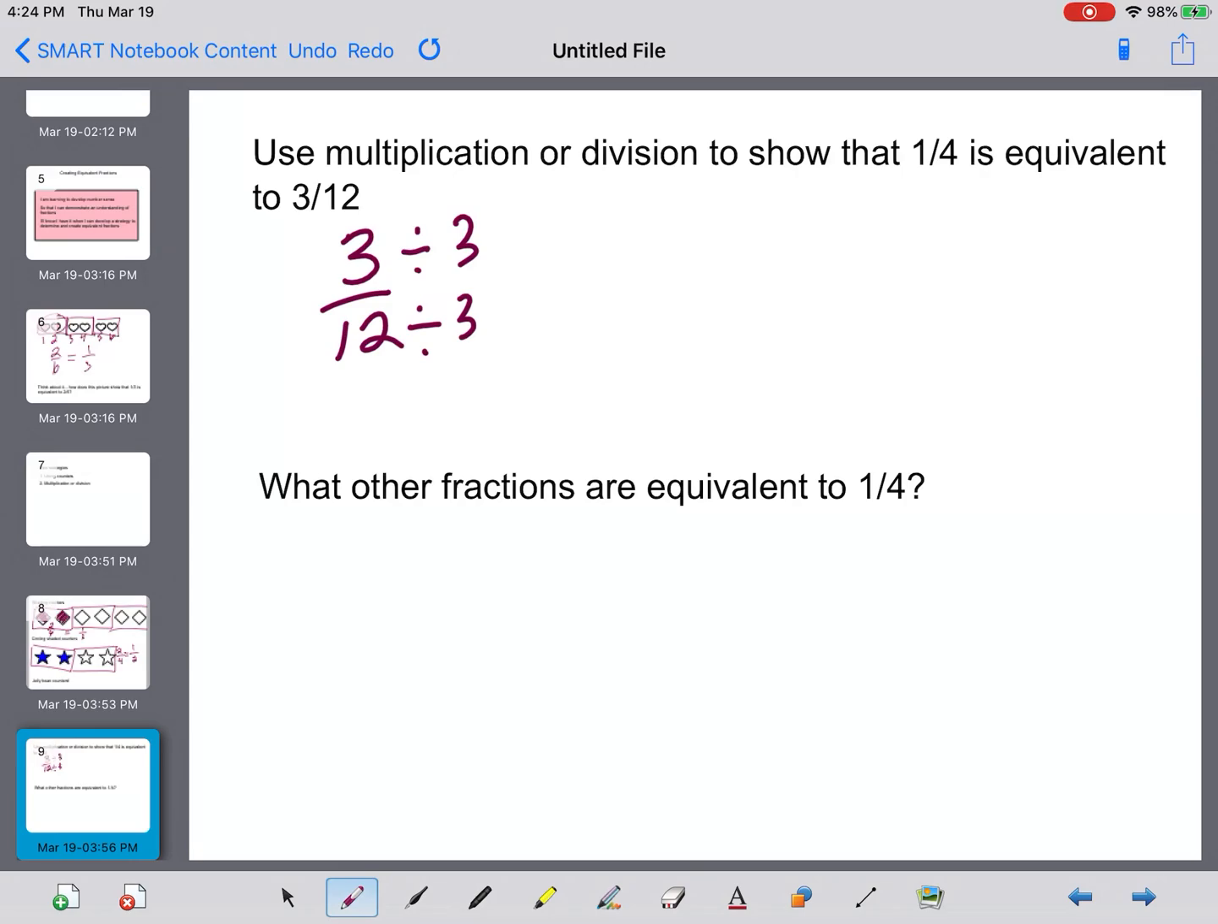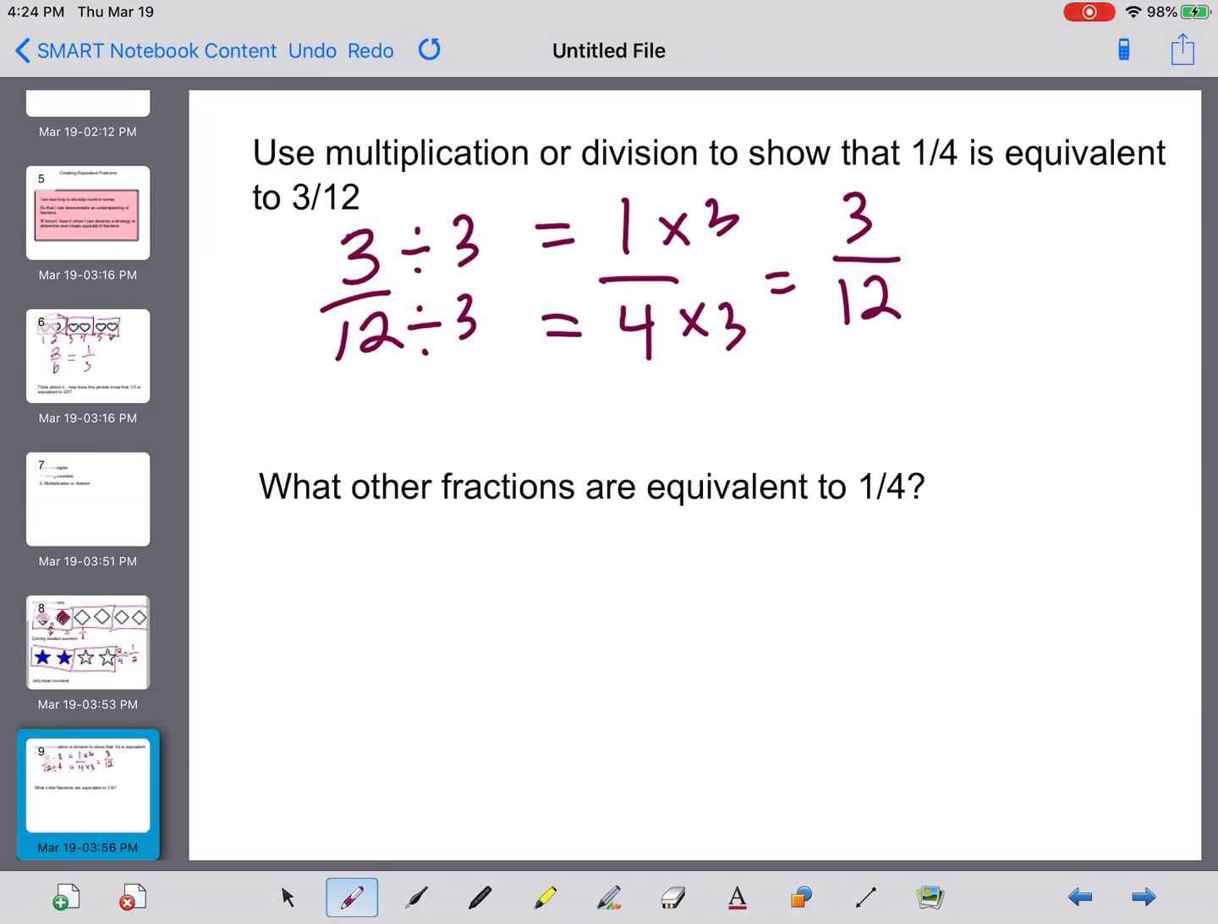So if I divide 3 by 3, I get 1. And if I divide 12 by 3, I get 4. Meaning that I know 3 over 12 is equivalent to 1 over 4. And it also works the other way if you want to multiply. 1 times 3 is 3, 4 times 3 is 12, and so we get the same number again.